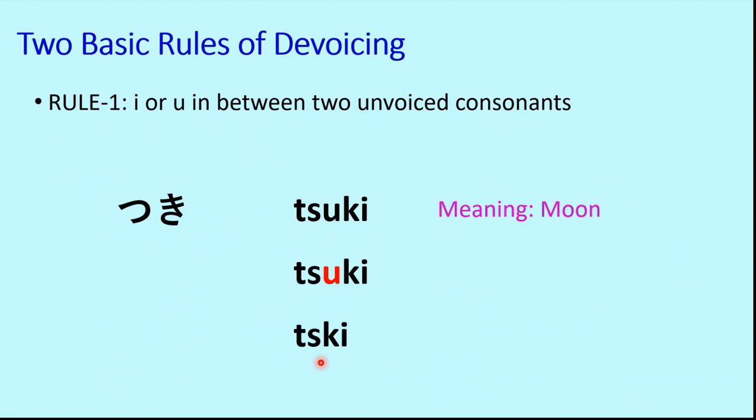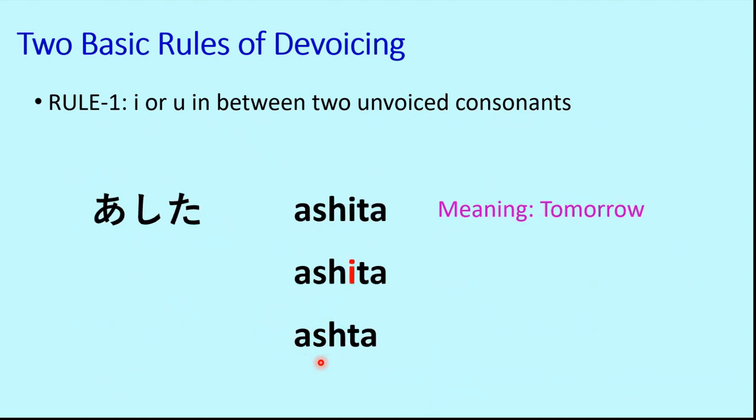So let's move on to the next example. Ashita. This is written as ashita, meaning tomorrow, but sh and t are the two unvoiced consonants and i is appearing in between them. That's why this vowel will get devoiced, and so it sounds as ashta, not ashita.